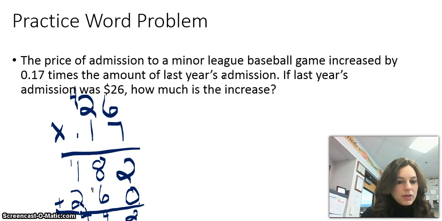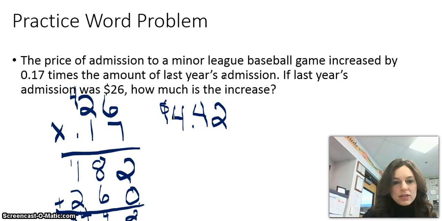We have 2 places behind the decimal in my question, so 2 places behind the decimal in our answer. We're going to have a decimal point here and a dollar sign here. So we will say that it increased by $4.42. That was the amount of the increase.